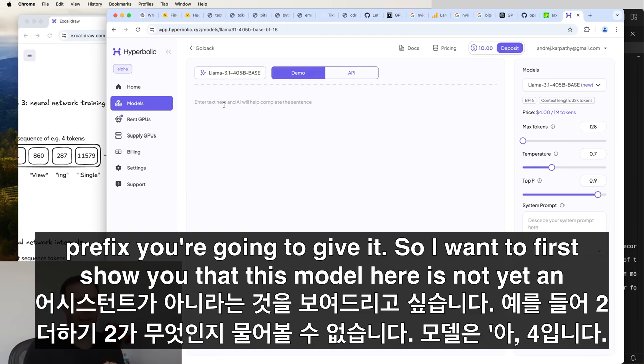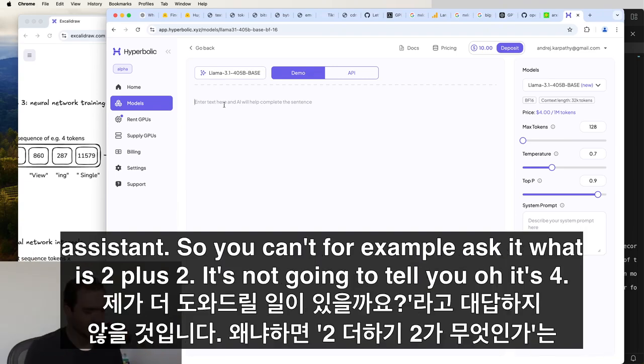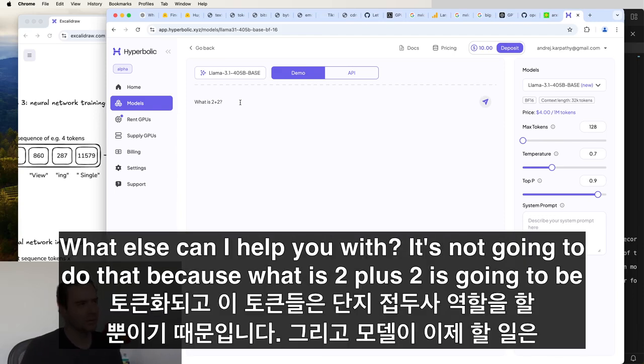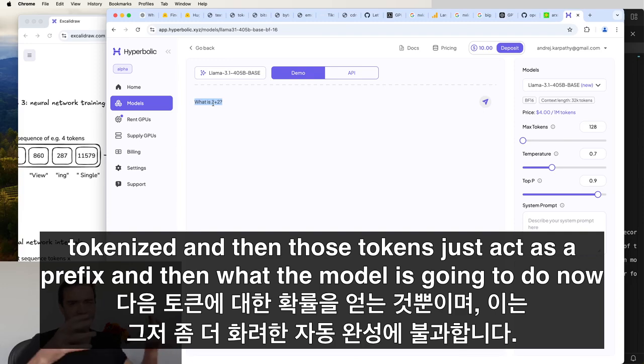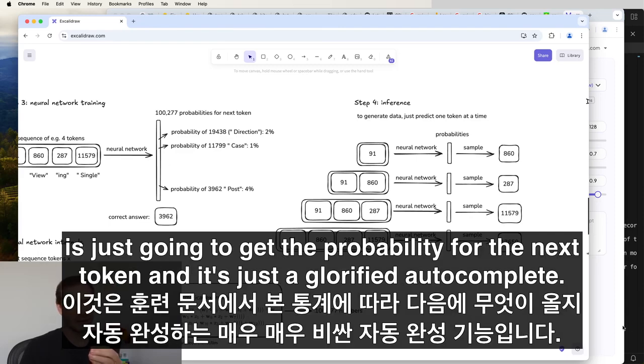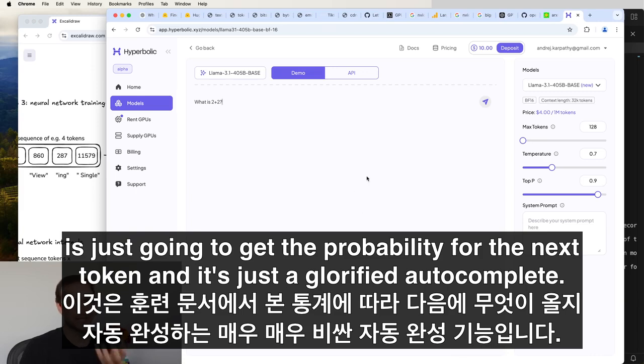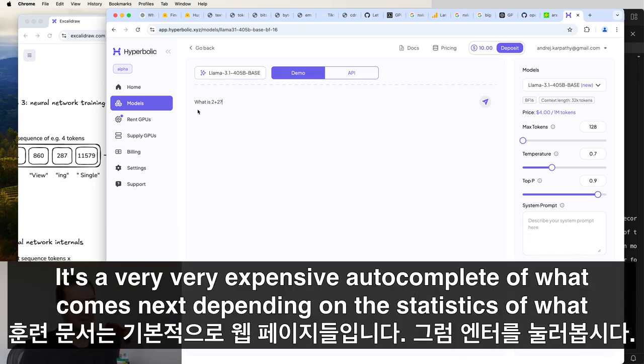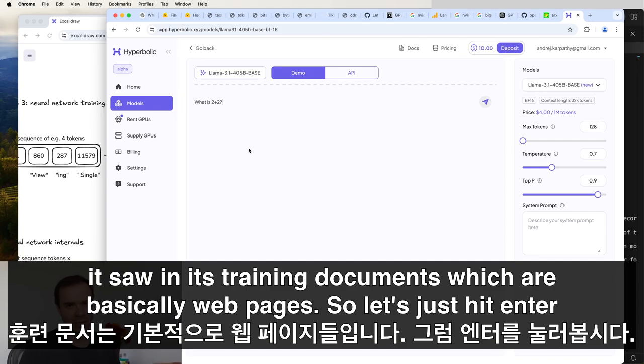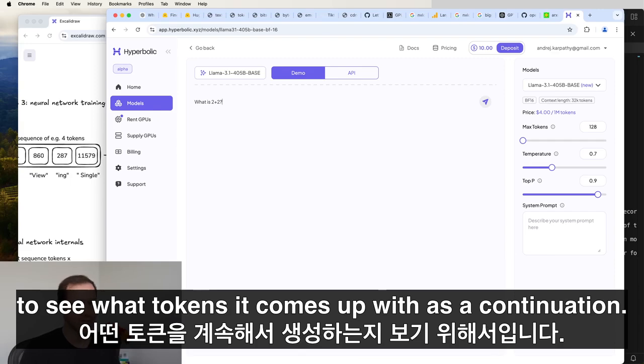I want to first show you that this model is not yet an assistant. You can't, for example, ask it, what is 2 plus 2? It's not going to tell you, oh, it's 4, what else can I help you with? It's not going to do that. Because what is 2 plus 2 is going to be tokenized, and then those tokens just act as a prefix. What the model is going to do is get the probability for the next token, and it's just a glorified autocomplete. It's a very, very expensive autocomplete of what comes next, depending on the statistics of what it saw in its training documents, which are basically web pages. So let's hit enter to see what tokens it comes up with as a continuation.